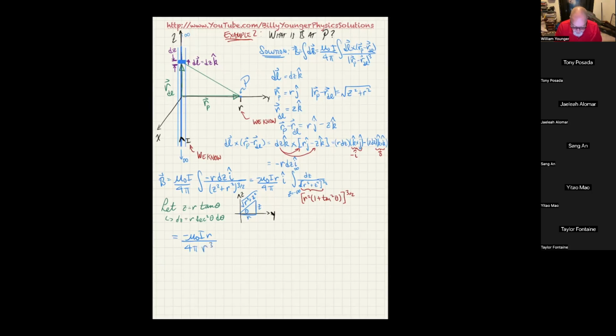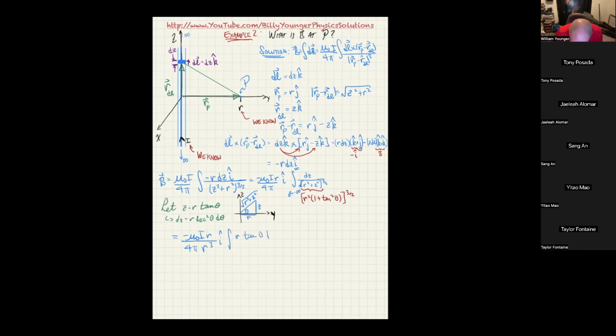And this is worrying me because I'm supposed to have a single r in the bottom. Make sure I didn't drop any r's anywhere. R dl was in fact r dz k hat, that's right. R P was in fact r j hat, that's right. That all looks good. Okay, we'll just have to hope that everything pans out. So let's work this out. So we've got mu 0 I r over r cubed, and then times I hat. And now I've got the integral of dz. That's where it came from. Remember, dz is r tangent theta. Oops.